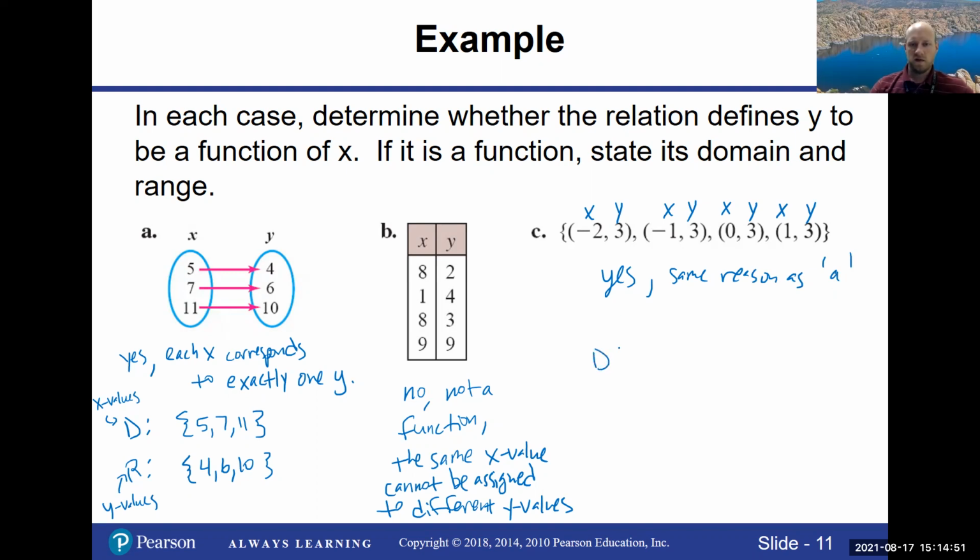Okay, and since it is a function, we have a domain and range. If it's not a function, we're not going to define domain and range. But the domain of this is -2, -1, 0, and 1. And the range is just simply 3.